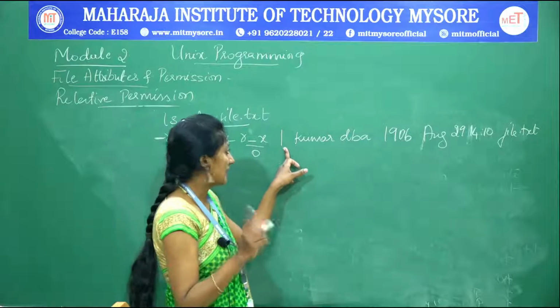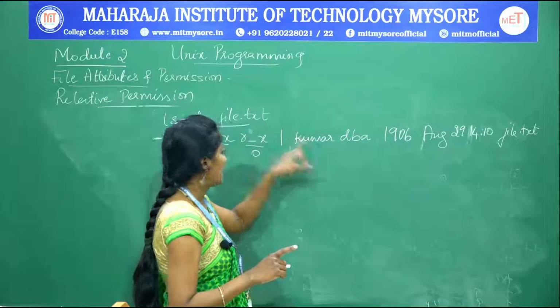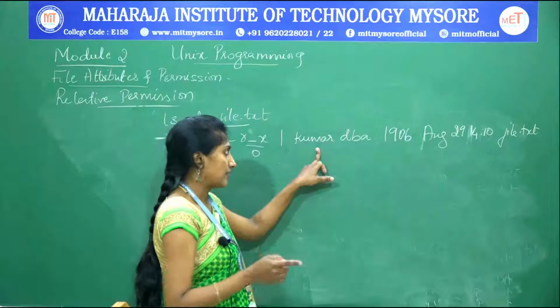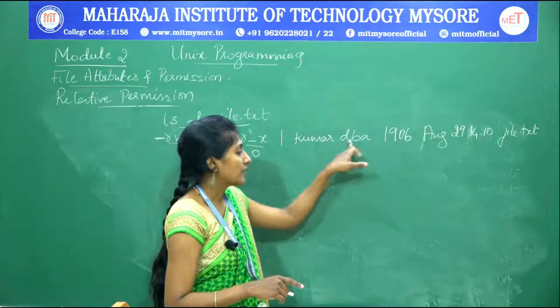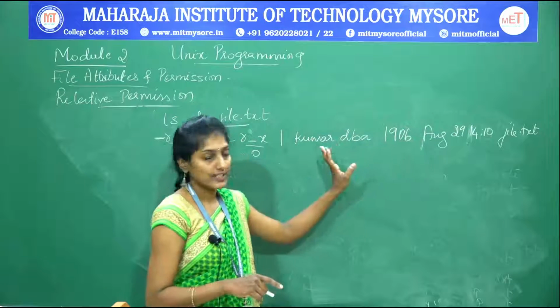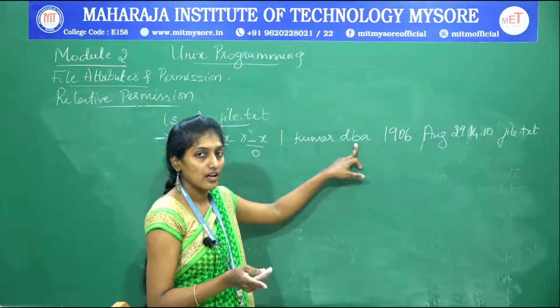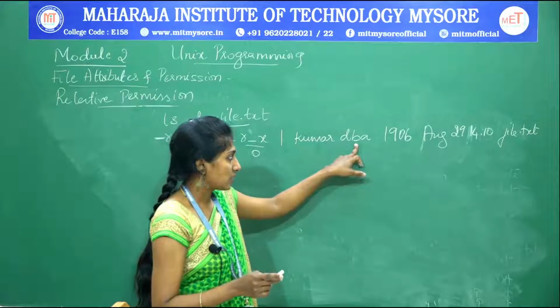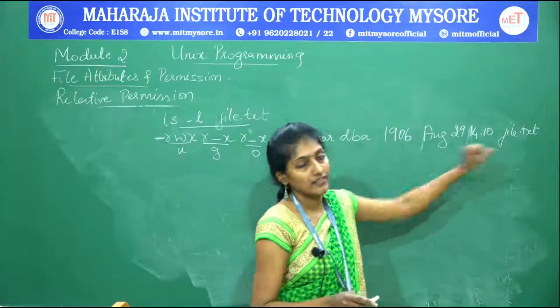Link is one, meaning only one file has been associated with that particular file name. Kumar is the user owner of that particular file. DBA is the group which this file belongs to, and whoever is in the DBA group, all those members can access the file.text file. This is the byte size, last modification time, and the file name.